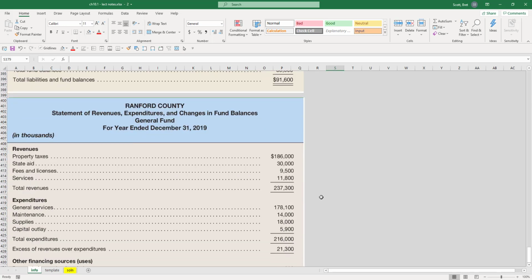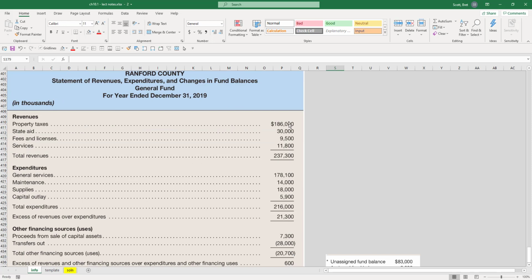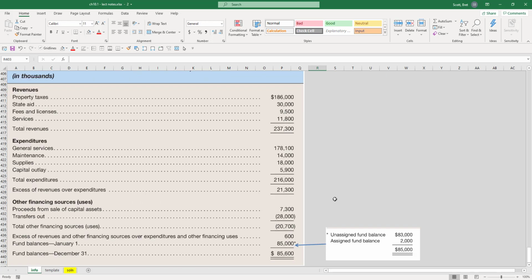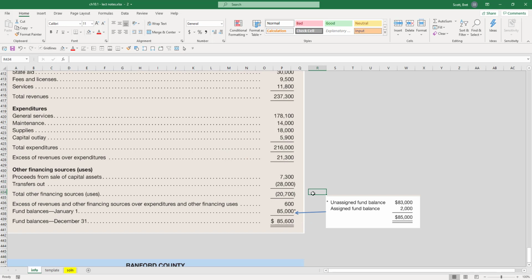And we can take all the information of the closed accounts and put those into a quote-unquote income statement. It's not an income statement. It's a statement of revenues, expenditures, and changes in fund balance. Okay, so all those accounts we closed out to the fund balance unassigned. And again, as I talked about in class, realize that when we get down to it, the excess of revenues and other financing sources over expenditures and other financing uses, that's essentially what we would consider net income. So this 600 is like our net income.